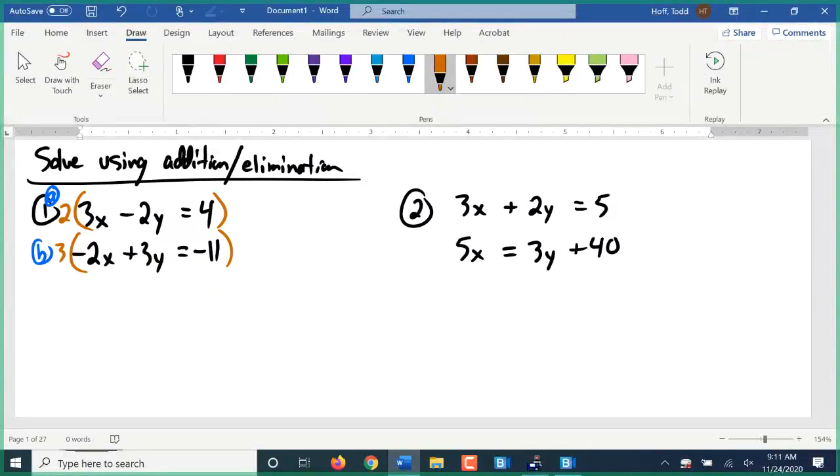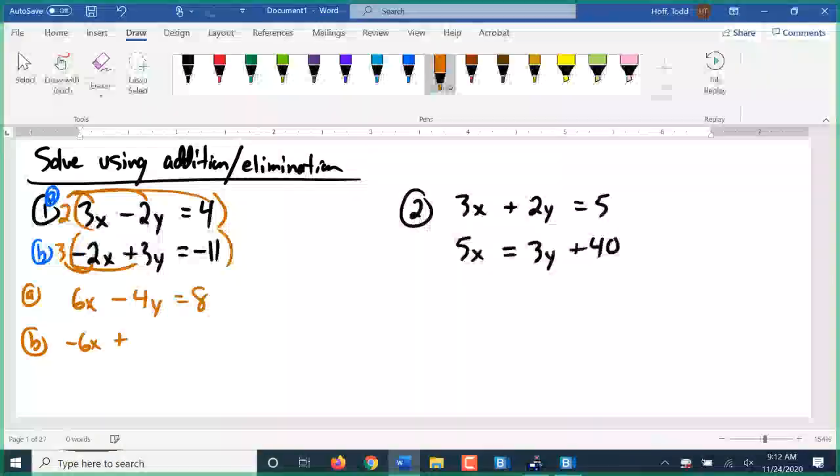So this top equation becomes 2 times 3 is 6x, 2 times negative y is negative 4y equals 2 times 4 is 8. Equation B, 3 times negative 2 is negative 6x, 3 times 3y is 9y equals 3 times negative 11 is negative 33.